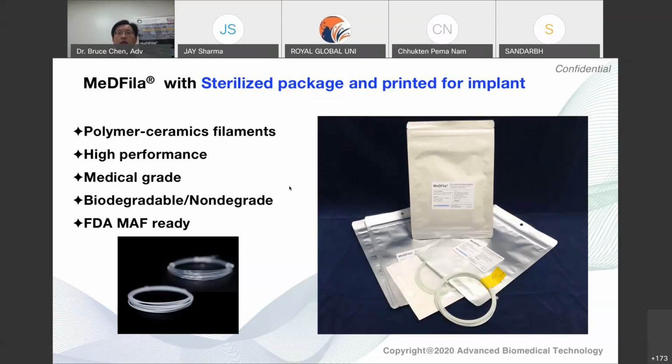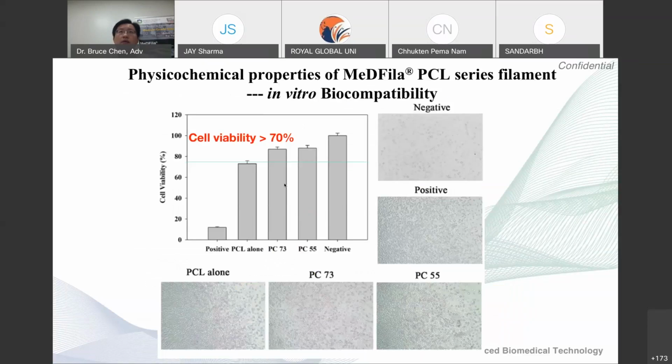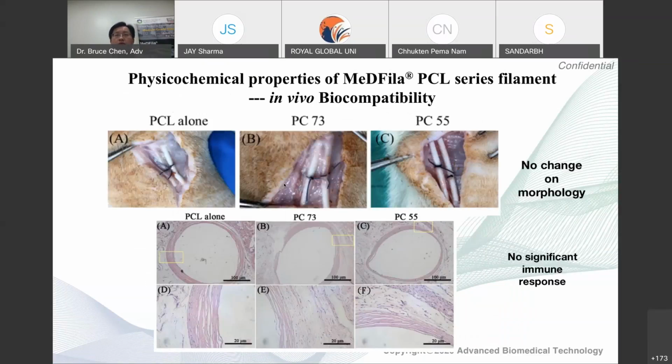use. And for physical and chemical research data, we also validated our PCL or PCL ceramics filament with several distinct properties. We validated weight ratio, degradation, and we're also doing biocompatibility with cell testing, MTT assay. Most interesting, we're also doing biocompatibility testing with a subcutaneous implant within a rat model. It's a 1 year follow-up.